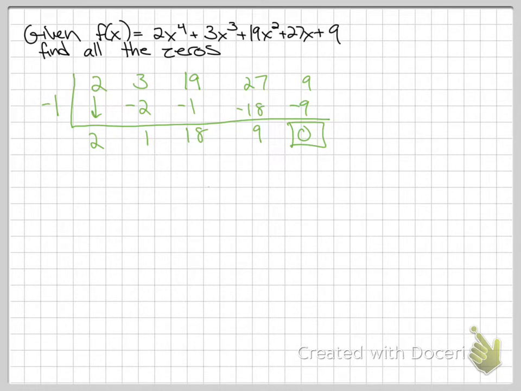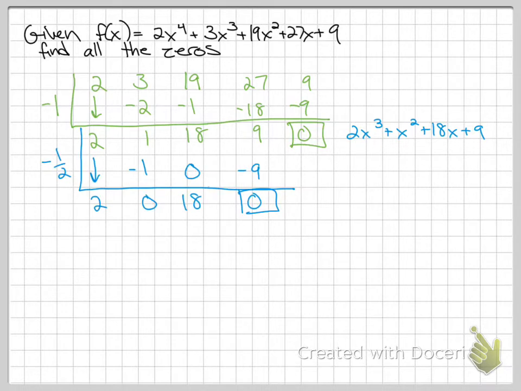Now I got it down to a smaller polynomial. Now I'm going to do p over q with that one. So find a number that goes into that polynomial. If you really felt the need, this is 2x cubed plus x squared plus 18x plus 9. But I can't factor that by grouping or anything else, so I'm still left with p over q, so that's why I just make my synthetic division right underneath. See if you can find a number that goes into that one.